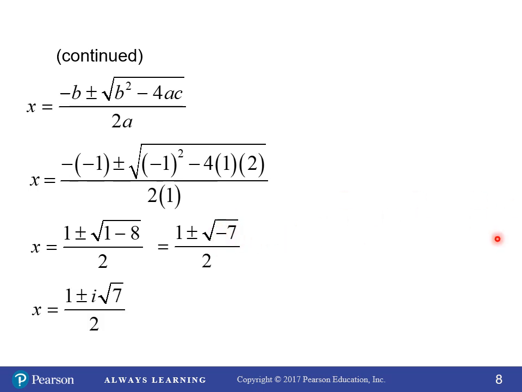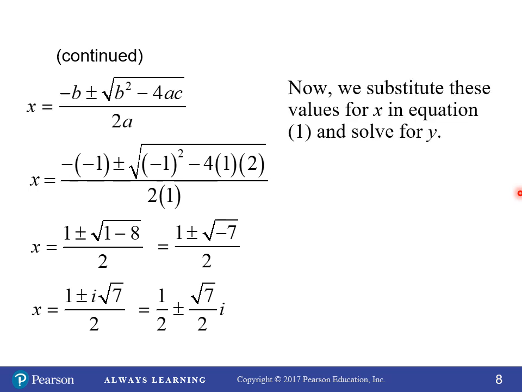So remember, that would give you an imaginary solution. So we get 1 plus or minus i rad 7 over 2. Now if it's imaginary, they just split it up into two fractions there. But if we get an imaginary solution, we're going to plug it in and solve for our y.